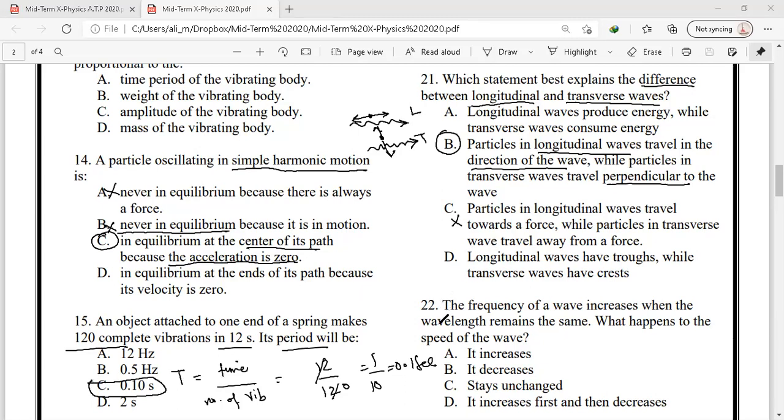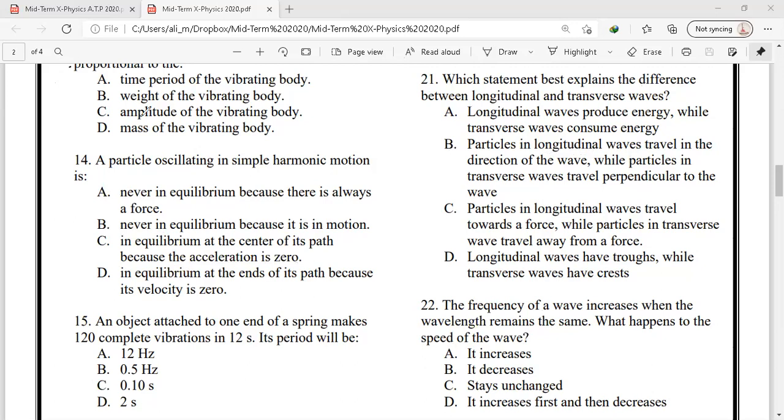Question number 22. The frequency of the wave increases and the wavelength remains the same. What will be the effect on the speed of the wave? We know that v is equal to lambda f, where wavelength is the same. Wavelength remains constant, it means frequency and speed will be directly proportional to each other. By increasing the frequency, velocity also increases. So the correct option is option A.